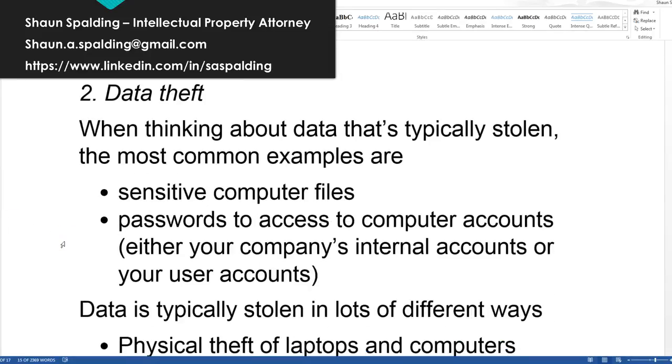And so when thinking about data that is typically stolen, common examples are sensitive computer files, so again, customer lists, financial records, and also passwords to access computer accounts. And so the password to your Dropbox, or the password to your Gmail accounts, or the passwords to your other company email accounts, or even the passwords to your user accounts, assuming that you have the type of business that users can log into your website.